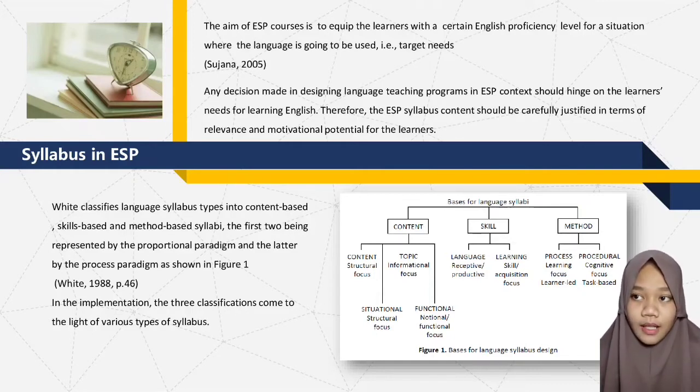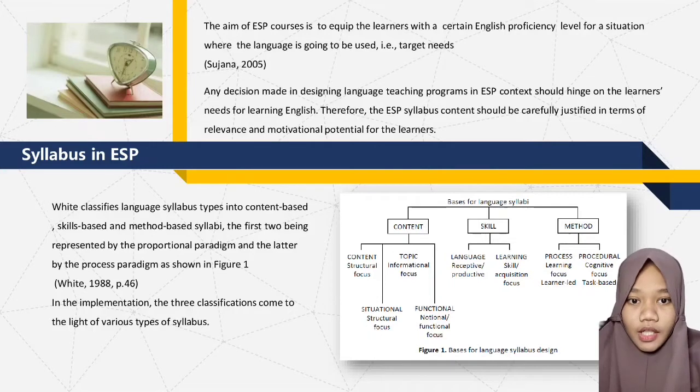As an example, target needs. Any decision made in designing language teaching programs in ESP context should hinge on the learner's needs for learning English. Therefore, the ESP syllabus content should be carefully justified in terms of relevance and motivational potential for the learners.